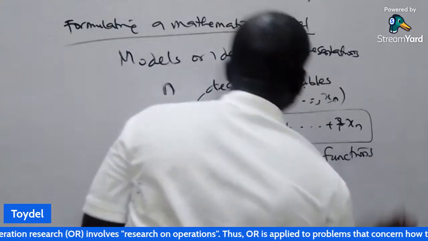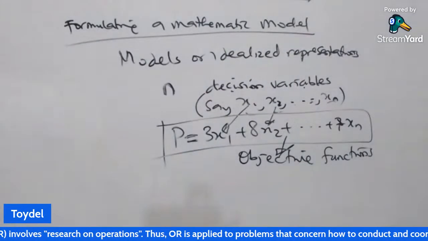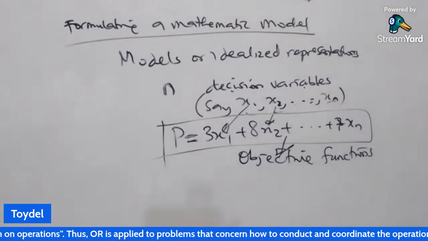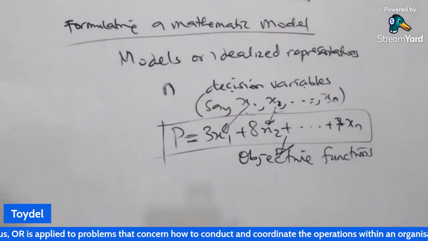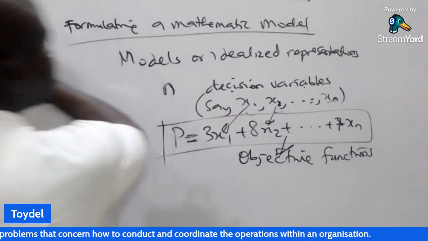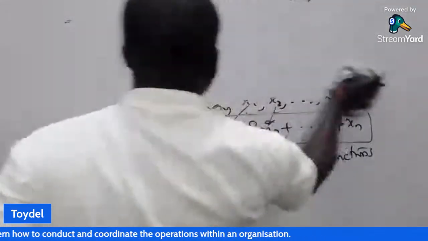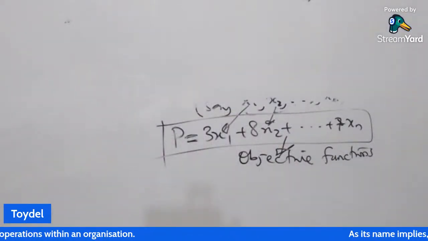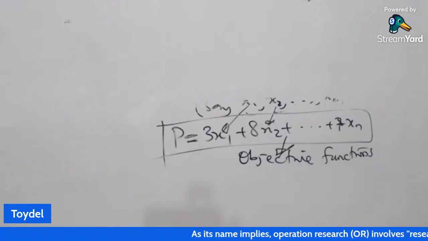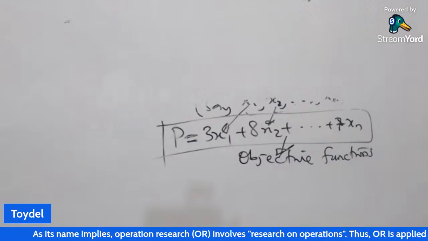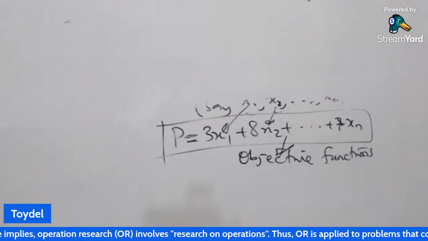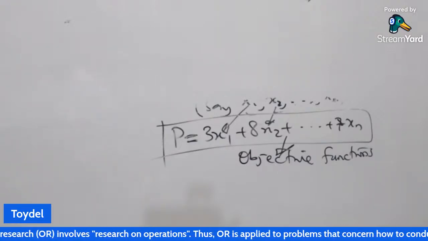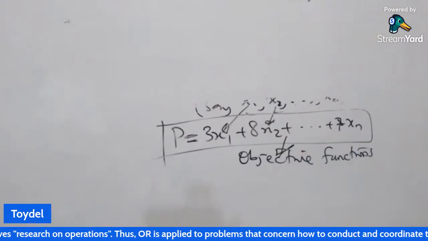In our next class, we are going to see how we take problems and come up with decision variables and objective functions. Those are some of the terminologies that we'll be using under operations research. So let's note that. These functions are called the objective functions.